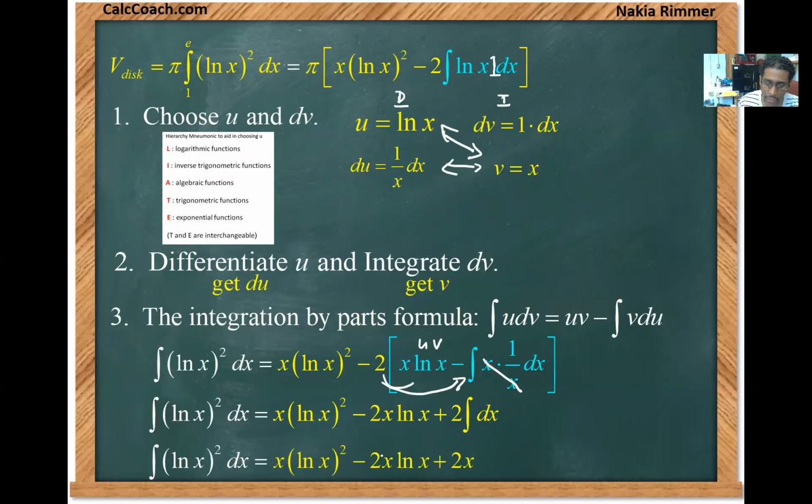So we've done our antiderivative: x times the quantity log x squared minus 2x times log x plus 2x. That's our integral. And now it's our job to go back, put the bounds in, and put the pi back in, and get this final result, which is the volume.